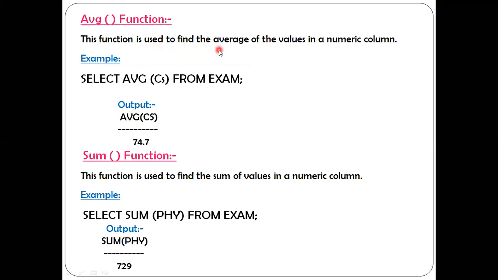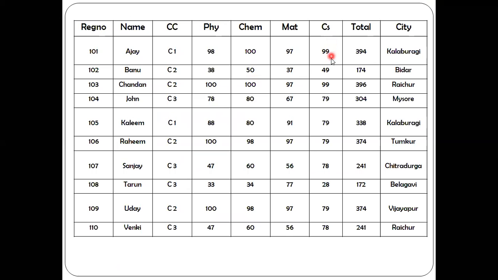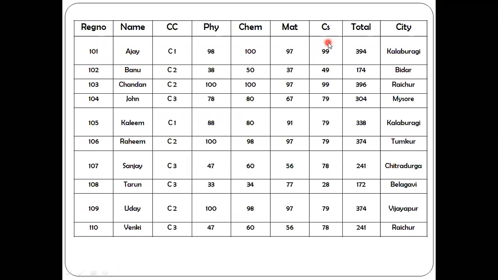This function is used to find the average of the values in a numeric column. Have a look at the example. Select AVG, the average function name, of CS from exam. I am finding the average of computer science. Have a look at the table. I am taking only this particular column.